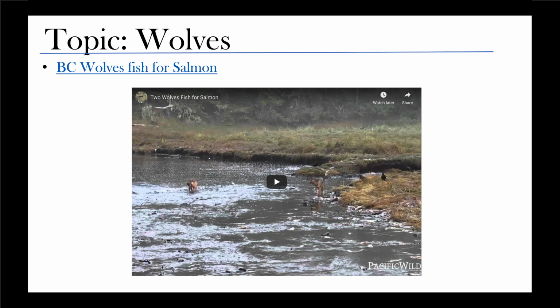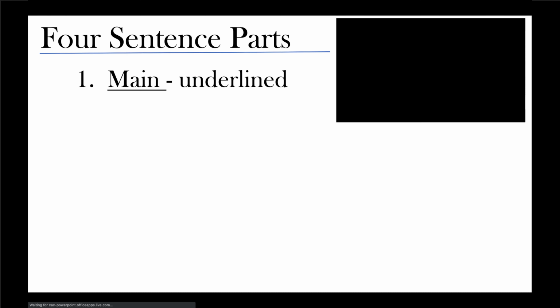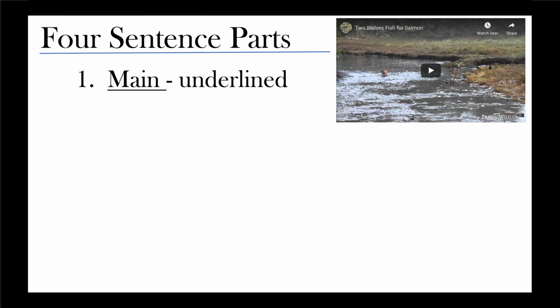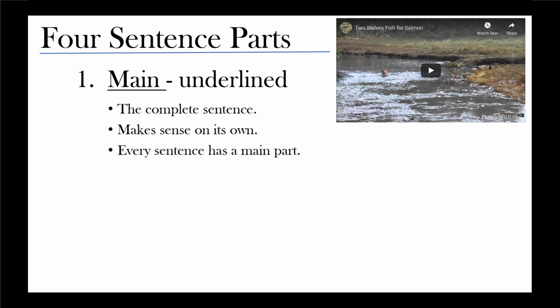So here we go. Sentence part number 1. It's the most important part. It's called a main. Every sentence has a main part, and we're going to underline this part so that it pops out and we can see it really clearly. Okay, so main parts are actually a complete sentence. In other words, they make complete sense on their own. All right, every sentence has to have a main part. So every sentence in the English language must have a main part in it. And lastly, sentences can have a maximum of 2 main parts, but no more. Otherwise, it would be called a run-on.